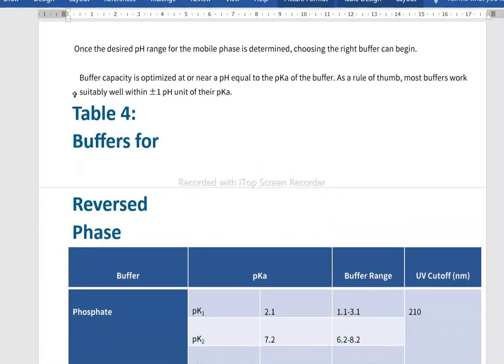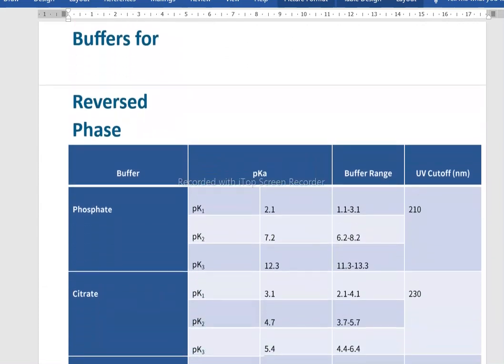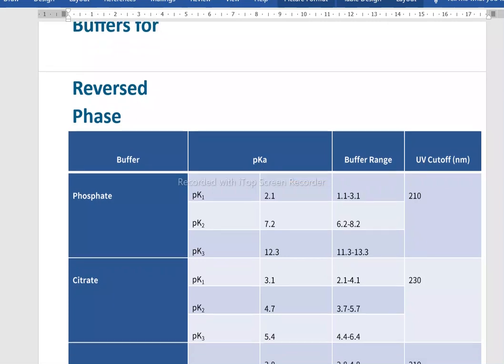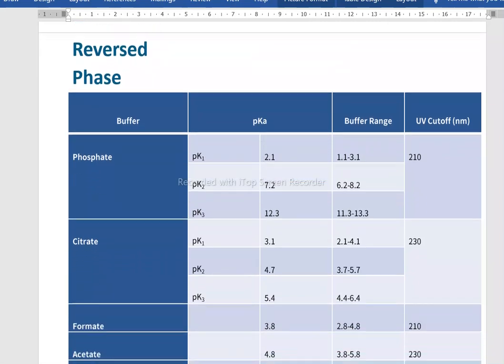You can easily remember. Phosphate buffer has three pKa values, that is 2.1, 7.2 and 12.3. So if the phosphate buffer you selected has a pKa value of 2.1, it works well within a range of 1.1 to 3.1 pH, and its UV cutoff is 210 nanometer.